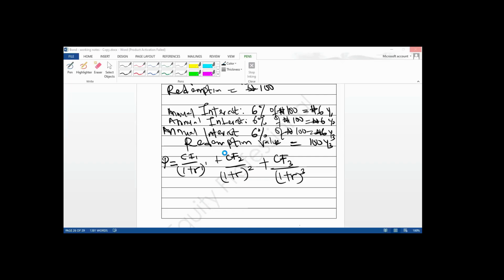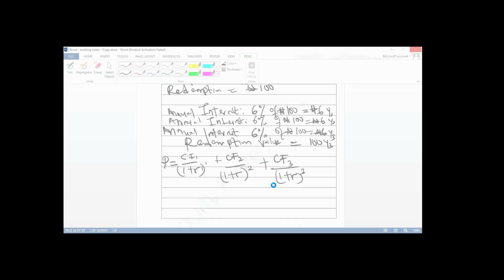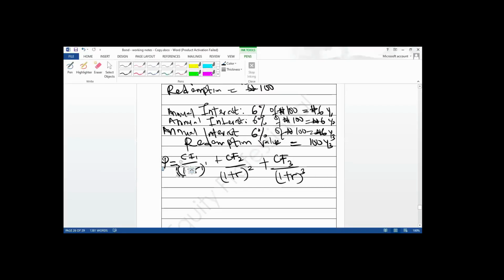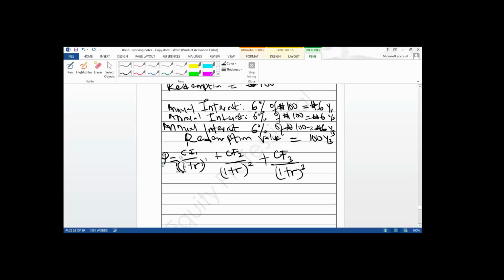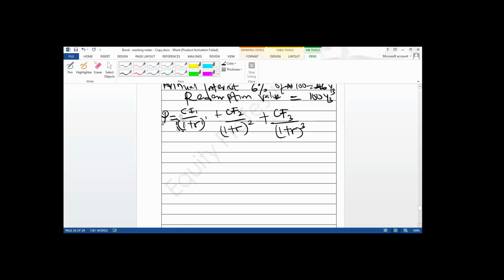So that's how to get your spot rates. What we have demonstrated so far is how to calculate spot rates. Let's continue.